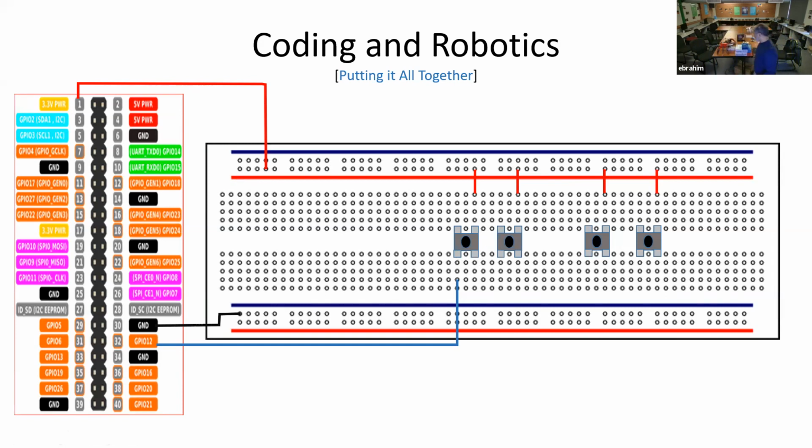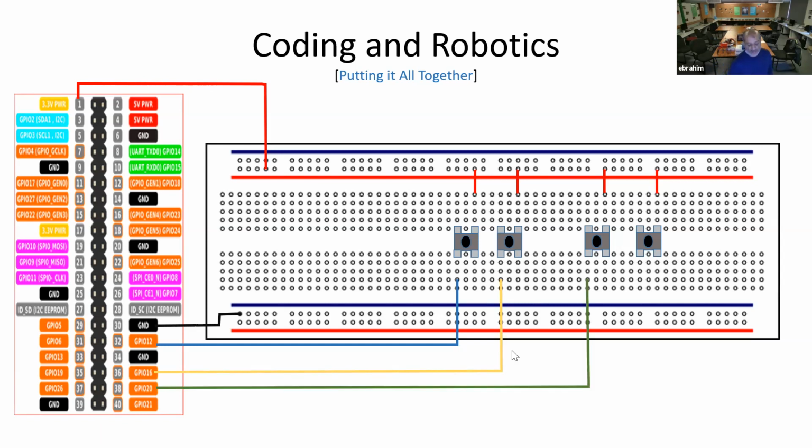Okay, so that's one switch. That's the second switch wired. So you can see what we're doing. We're connecting them between pins 32, 36, 38, and 40 of the Raspberry Pi. Let's connect the next one. Here's the next one. And then here's the last one. So we've got 4 switches connected.